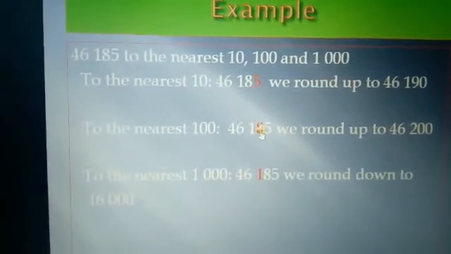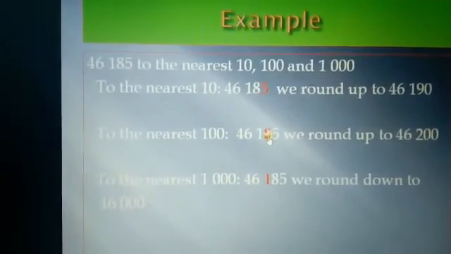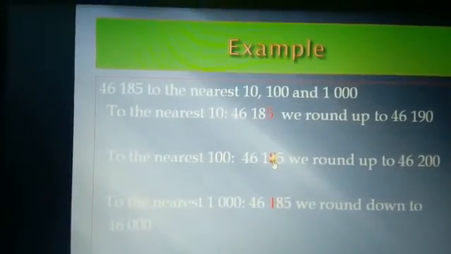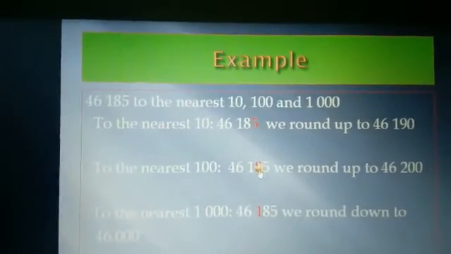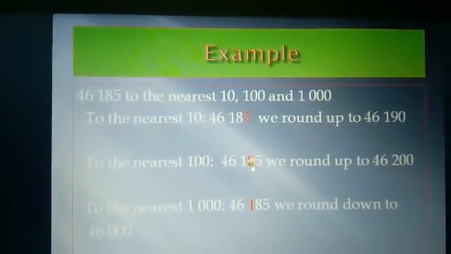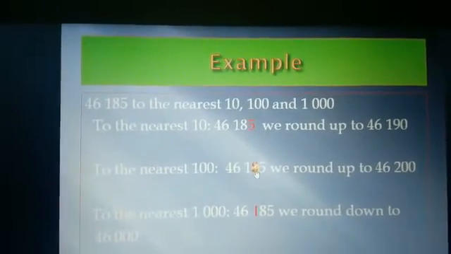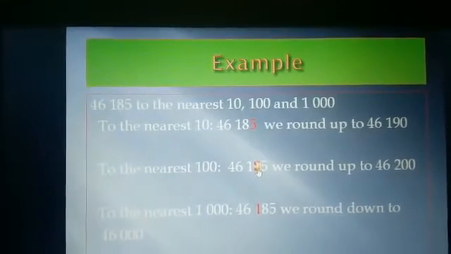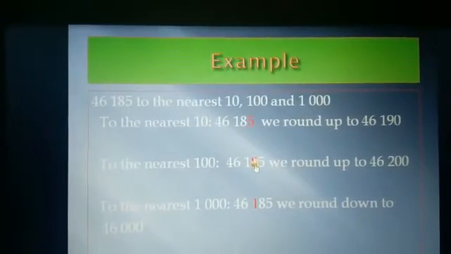Please note, when you are rounding off to the nearest 10, look at our answer, it is a multiple of 10. Then we go on now, we are rounding the same number to the nearest 100. So again, according to our rules, we look at the tens, and our tens number is 8. Since 8 is more than 5, we are going to round up. So we add a 1 to the hundreds, and our answer becomes 46,200. Again, let's look at our answer. It has got 2 zeros, therefore it's indeed a multiple of 100.